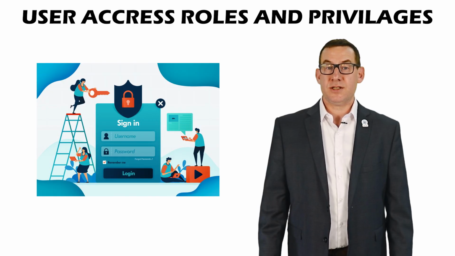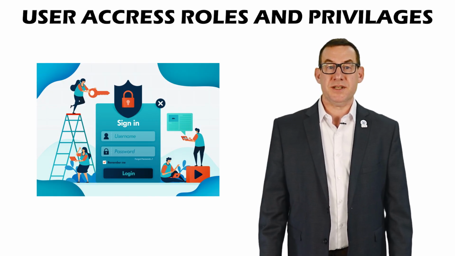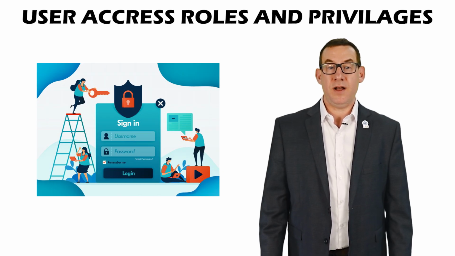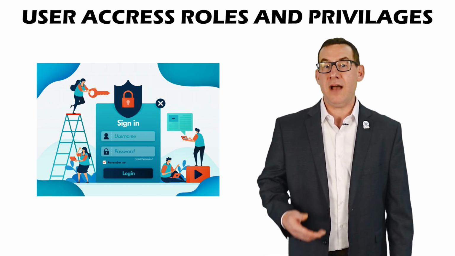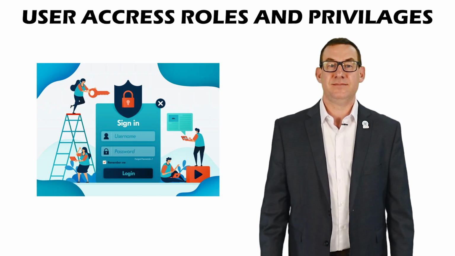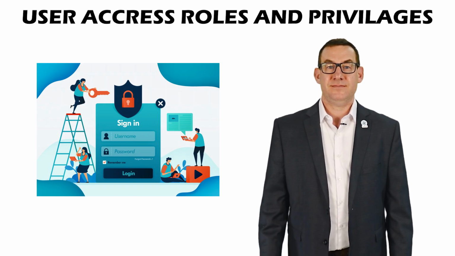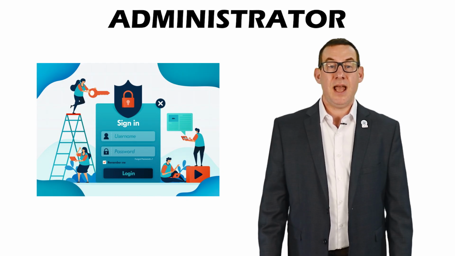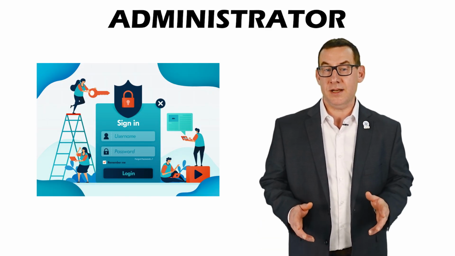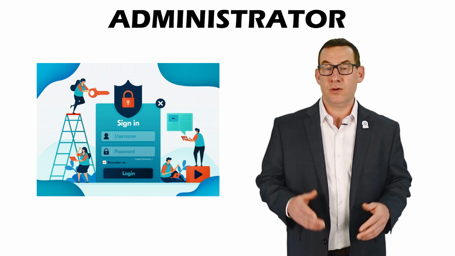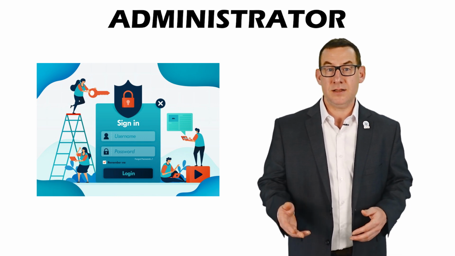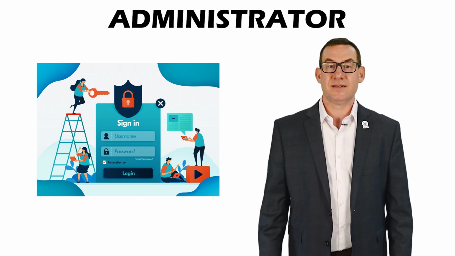And now let's discuss user access roles and privileges. User access roles define what each account can do after connecting to the database. User access roles include administrator. An administrator has full control over the database and can read, create, update, and delete both data and schema objects.